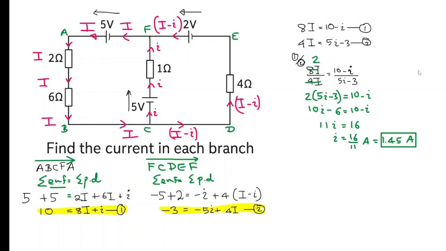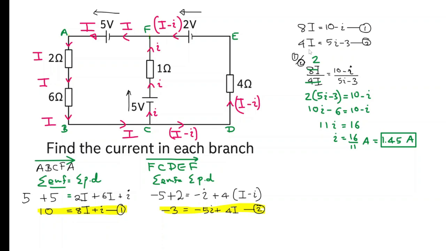Right, here's the simplification. This is actually a quicker way of doing simultaneous equations. Most people do it how you've been doing it since GCSE time, but if you want, what you can do is: 10 equals 8 capital I plus lowercase i. So I made 8I the subject: 8I equals 10 minus i.